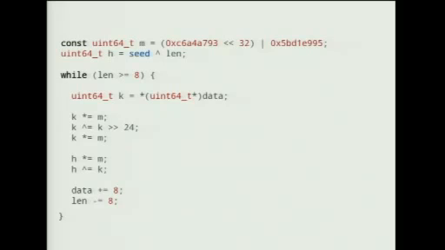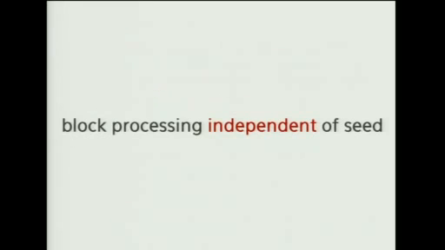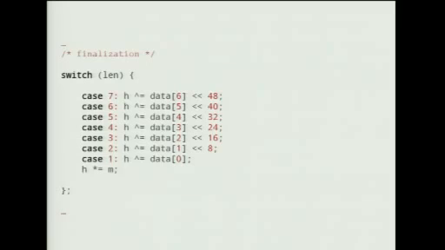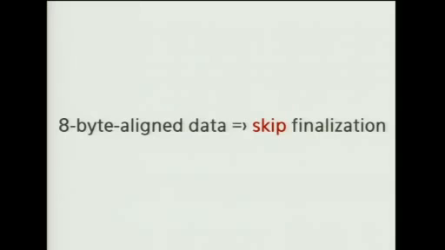So what you immediately notice there is that the seed is only used once, right there at the beginning. And in the rest of the block processing, the seed doesn't appear. So this means that block processing is actually independent of the seed. And when this while loop is done, there's the finalization phase. If you have a closer look at this, you will notice right away that if we keep ourselves to 8-byte-aligned data, then none of those things will actually be applied to your hash. And this only makes our task of finding collisions easier.